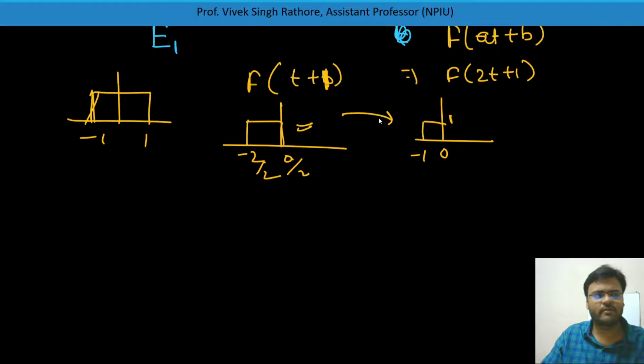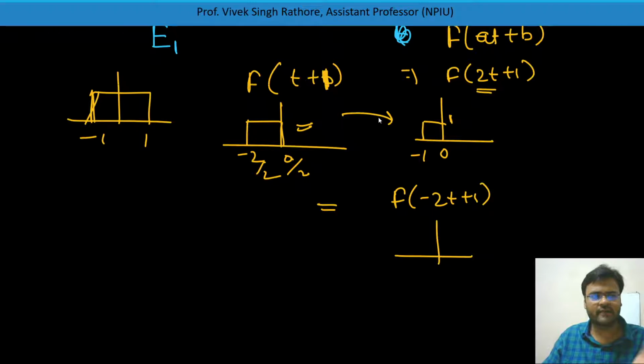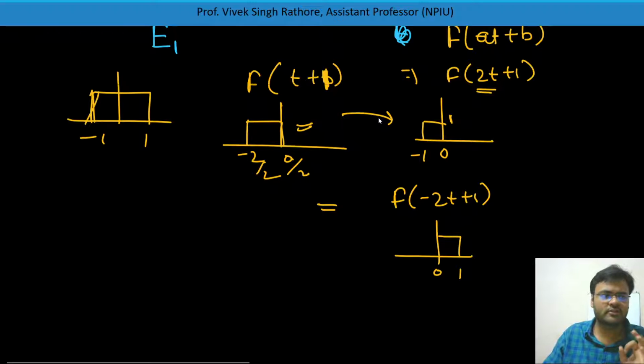Amplitude is the same, but the area will change. So now something has happened, and if you do minus 2t plus 1, it will be only time scale and time reverse, so it will occur from 0 to 1. So ultimately, in all three operations, only the scaling operation affects the energy of a signal.